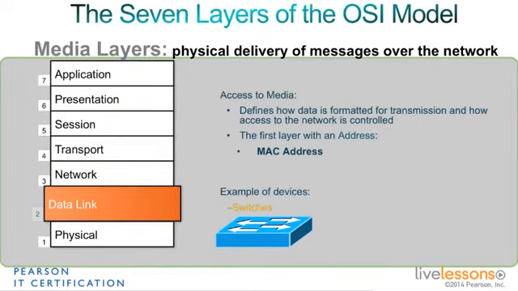The second layer of the OSI model is the data link layer. The data link layer provides error-free transfer of data frames from one node to another over the physical layer, allowing layers above it to assume virtually error-free transmission over the link. To do this, it provides functionality like link establishment and termination, frame traffic control, and frame sequencing. This is the first layer with an address called a MAC address, and an example of a device that works at this layer would be a layer 2 switch.